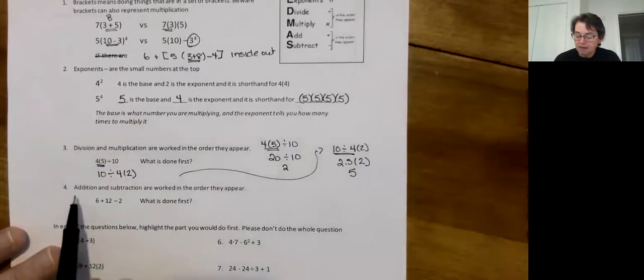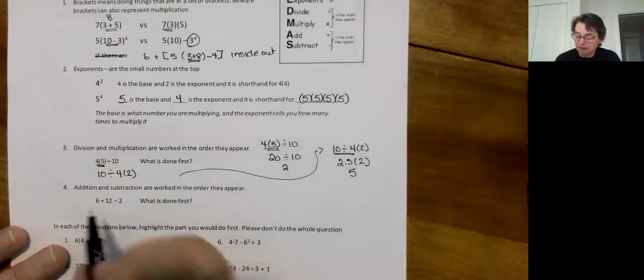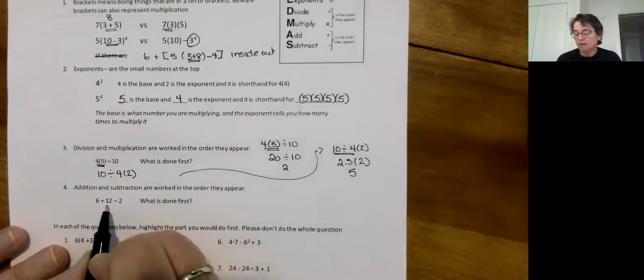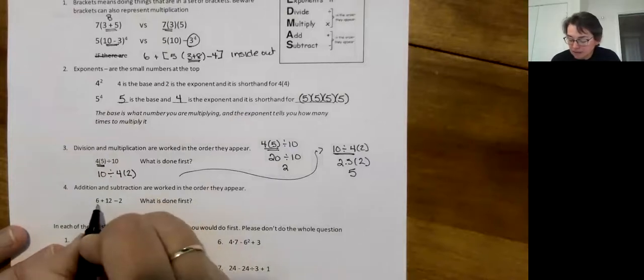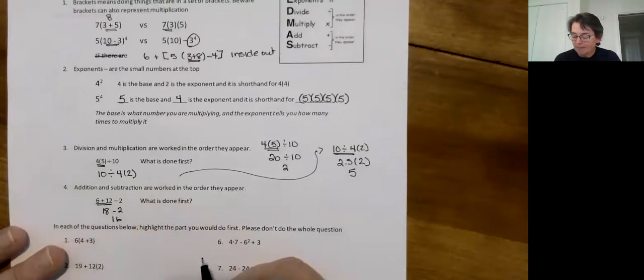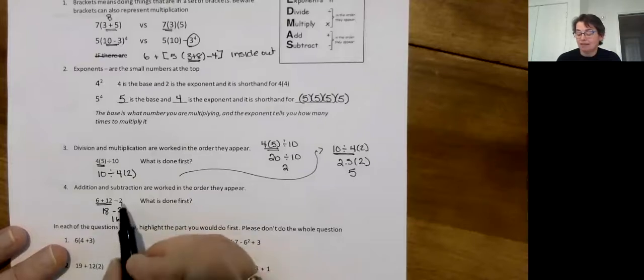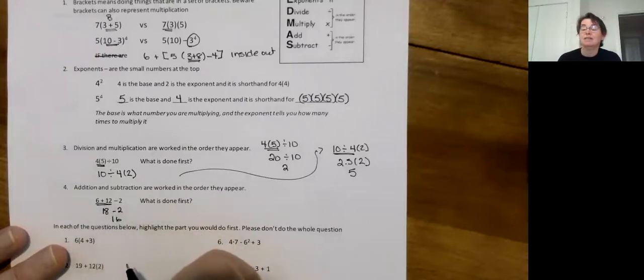Okay. Last part here, addition and subtraction are worked in the order they appear, similar to this question. So even though your brain might say, oh, well, 12 minus 2, that's really easy, that's going to be 10, you need to do it in order. So 6 plus 12 is 18, minus 2. 18 minus 2 is 16. Now, I realize that in this very specific question, if you did 12 minus 2 is 10 plus 6, it would work. But that doesn't always happen.